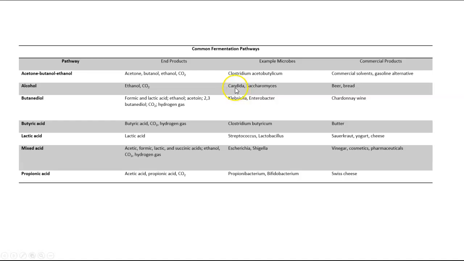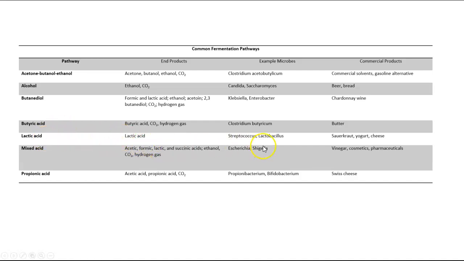Here's some examples, these are different kinds of yeast. And what do we do with that? We make beer, we make bread. There's a metabolic end product called butyric acid. Some bacteria can make that. And this bacteria called Clostridium butyricum contributes to making butter and buttery flavors.